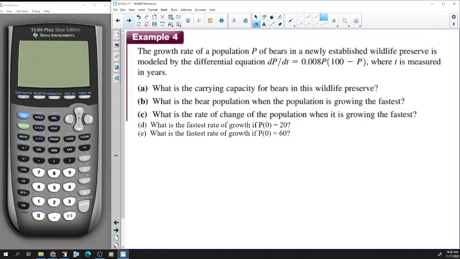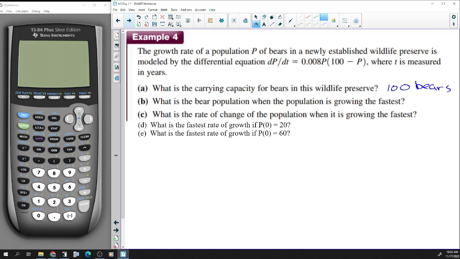All right, let's do some math. The growth rate of a population P of bears in a newly established wildlife preserve is modeled by the differential equation, where t is measured in years. What is the carrying capacity for bears in the wildlife preserve? 100. 100 bears.